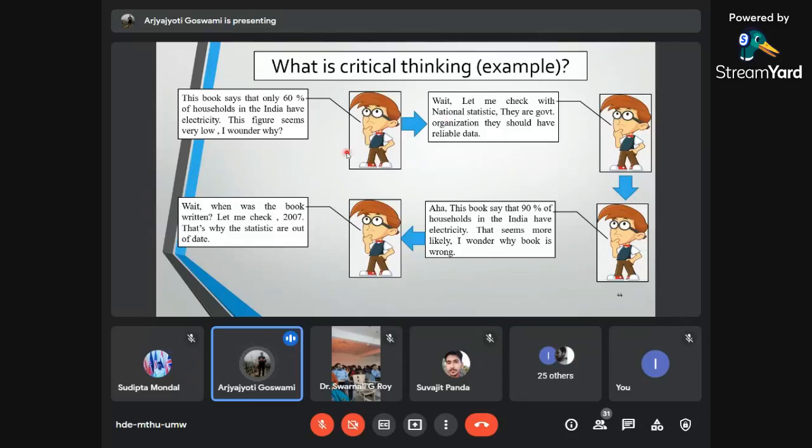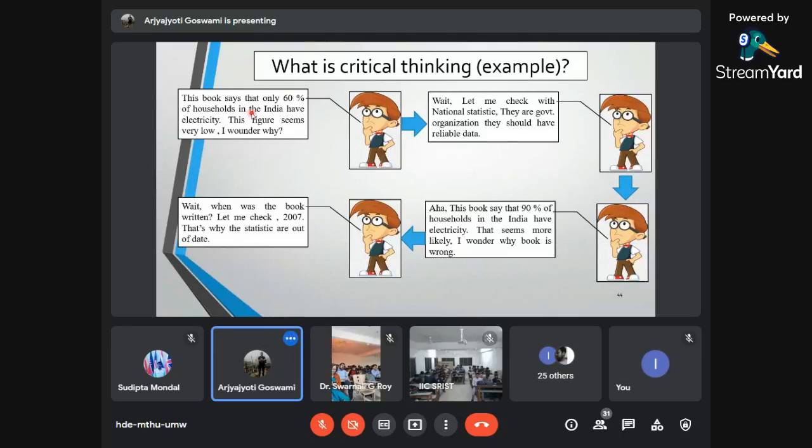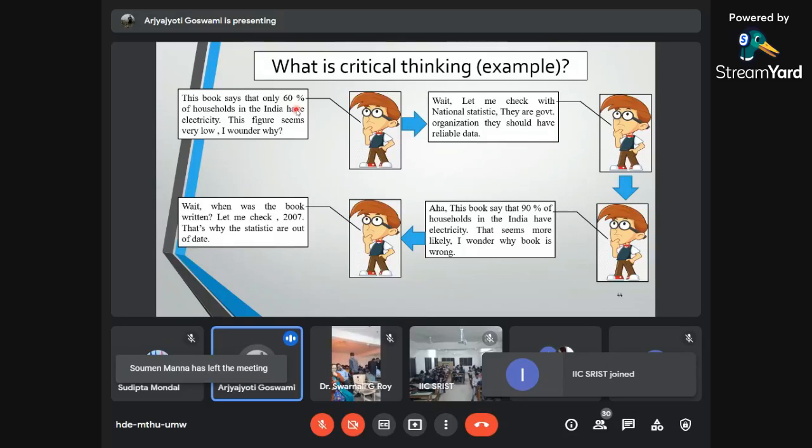For example, this particular person, he read in a book that in India only 60% households are having electricity. Now he's thinking, just a few days back, government has said that in India, 90% households are having electricity as per the national statistics. So which one is wrong? Whether government is giving wrong data or the book is wrong. Then he again saw the publishing date of the book. The book was published in 2007. So the statistics which are given in that book are out of date. This is an example of critical thinking. Just because we have read something at some place, we should not blindly trust it, right? We should apply our logic, we should apply our judgment, and then try to arrive at a logical conclusion.